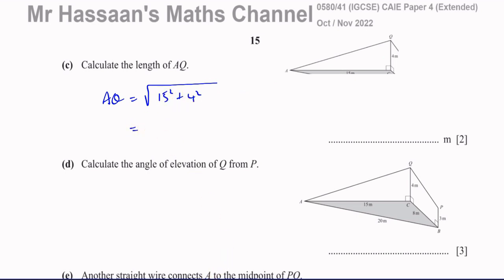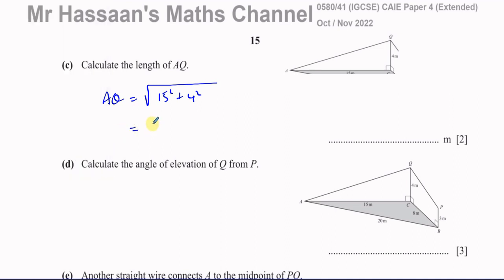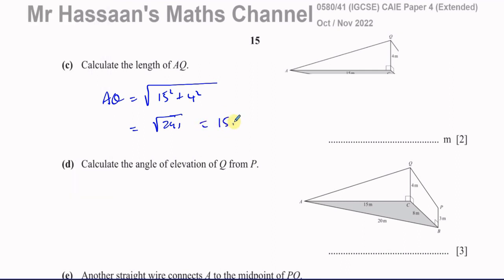So I can write it down in its exact form first. So you've got the square root of 15 squared plus 4 squared. That gives you the square root of 241. And we round my answer to 3SF, which is 15.524. So it's 15.5 meters. That's the length of AQ. All right, so that's the hypotenuse of this triangle.